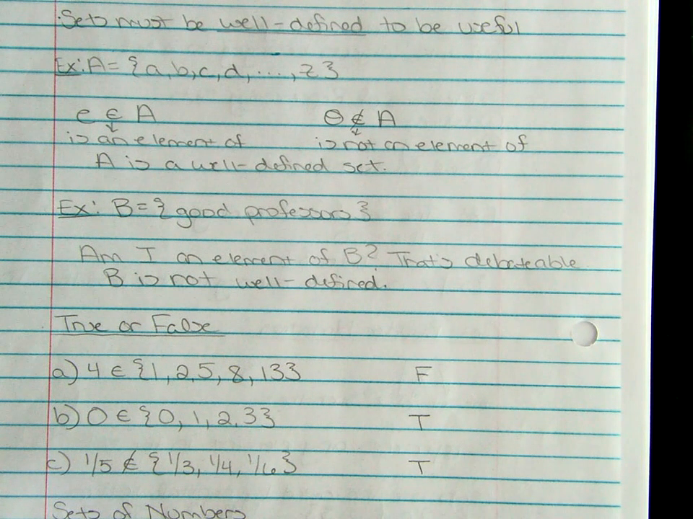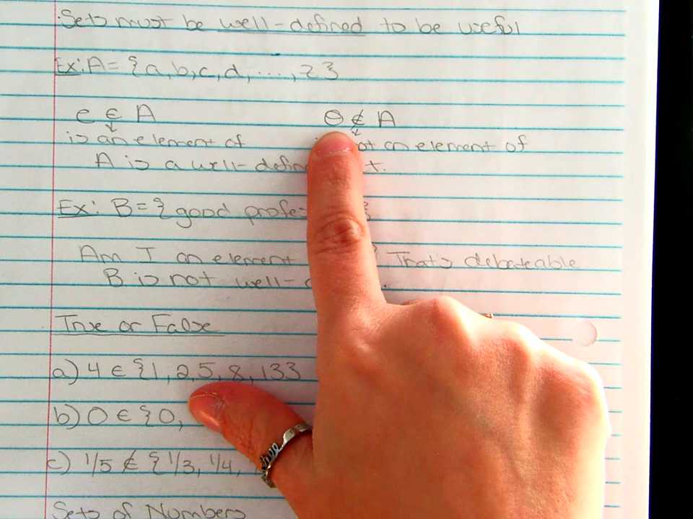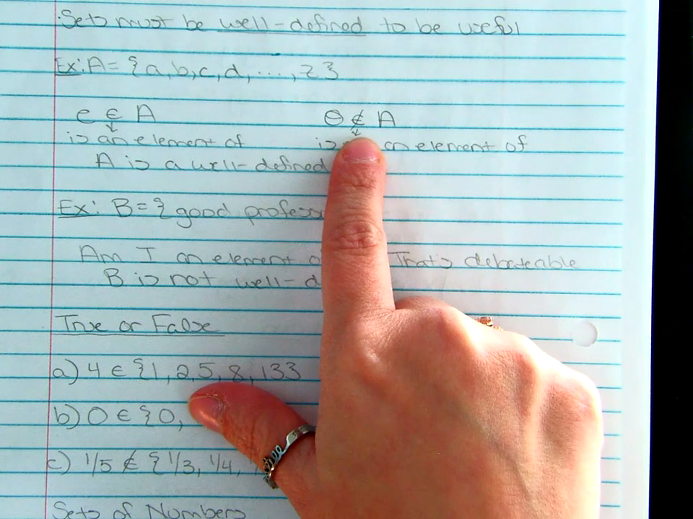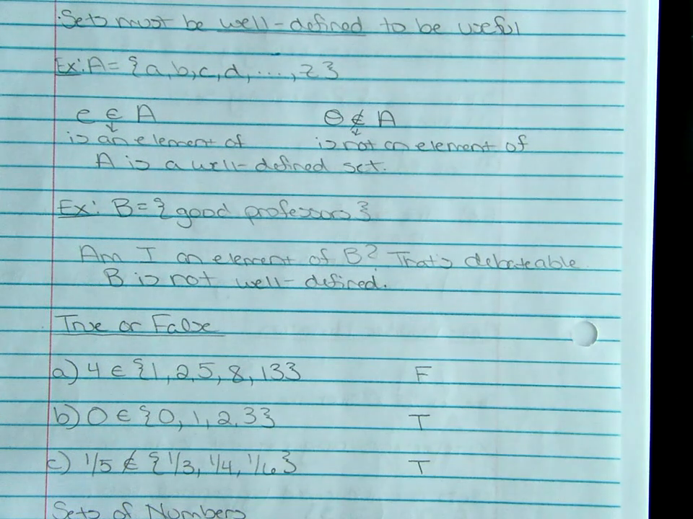We also know that theta, this is a Greek letter, theta is not an element in A, because theta is a Greek letter, not part of our alphabet, so we know it doesn't live there. Because we can know these things, we can say that this set is well defined. We know whether or not an element lives in it or doesn't. Some sets are not well defined, and you will be asked to identify whether or not a set is well defined or not. The second example, where we have set B, is the set of all good professors.